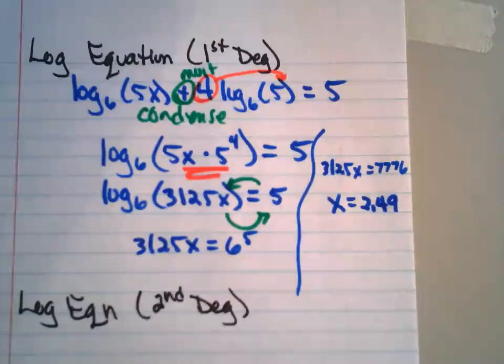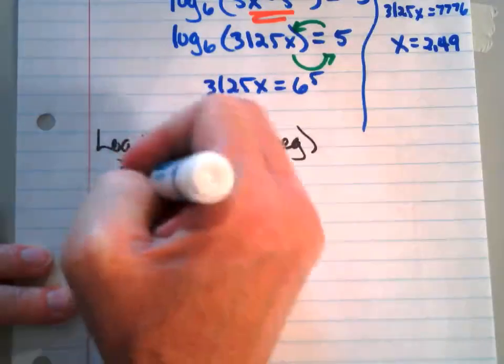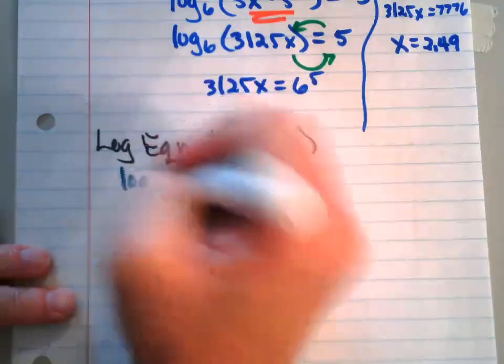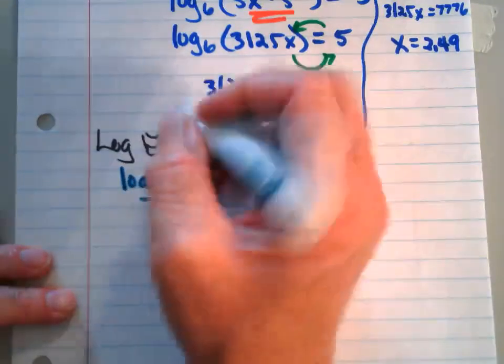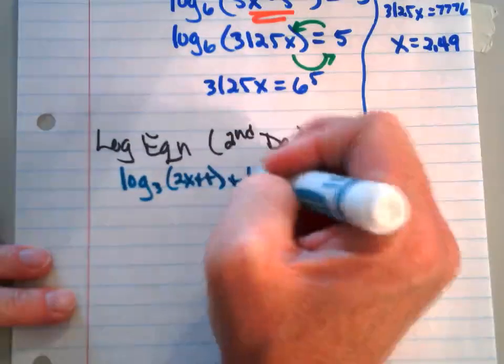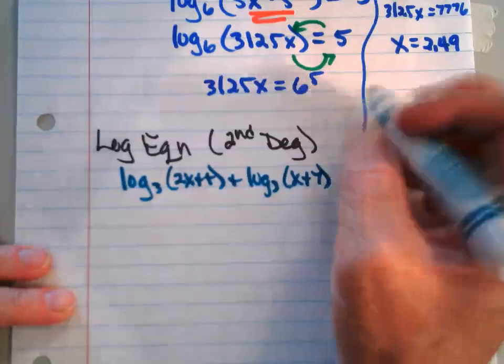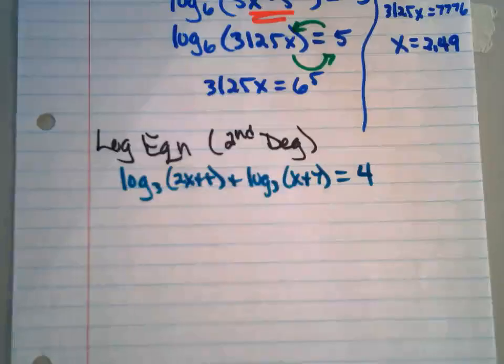All right. What are we on? Log equation, second degree. Let's see if I have enough room to do this problem. Log base 3, 2x plus 5 plus log base 3, x plus 7 equals 4. Hope I gave myself enough room to work this problem.